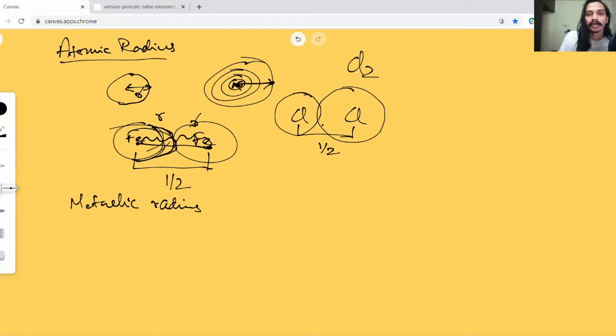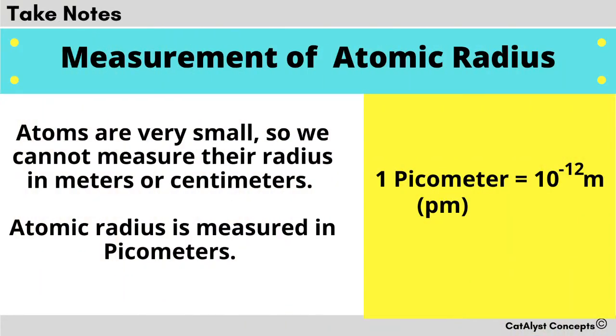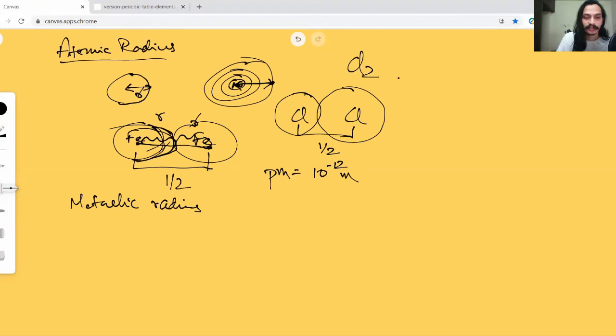Okay. Now, since it's very small, we can't really measure it in meters or centimeters or millimeters like that. We have a specific unit called picometers. PM, picometer. One picometer is 10 to the power minus 12 meters. So that's basically 12 zeros, so 0.000000000001. That is one picometer. It's really tiny, you need to know.